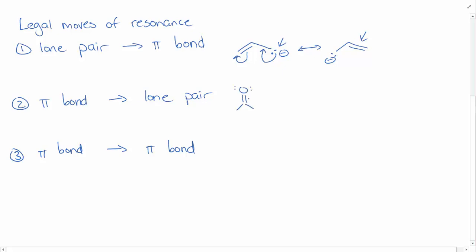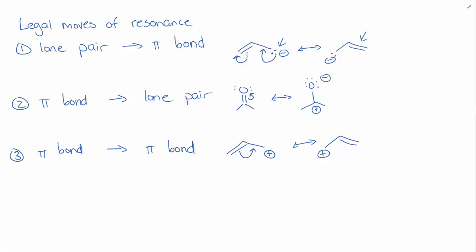An example of having a pi bond to a lone pair is if I had a ketone. I could break this pi bond and move the electrons up to the oxygen to give a resonance structure that looks like this, where there's a negative charge on the oxygen and a positive charge on the carbon. In the final example, we have pi bond to pi bond. That would be something like if I had allyl cation and I could move this pi bond over to the right, giving another resonance structure where the pi bond has just moved locations. So these are the legal moves we can make in resonance. We can go from lone pair to pi bond, pi bond to lone pair, or pi bond to pi bond.